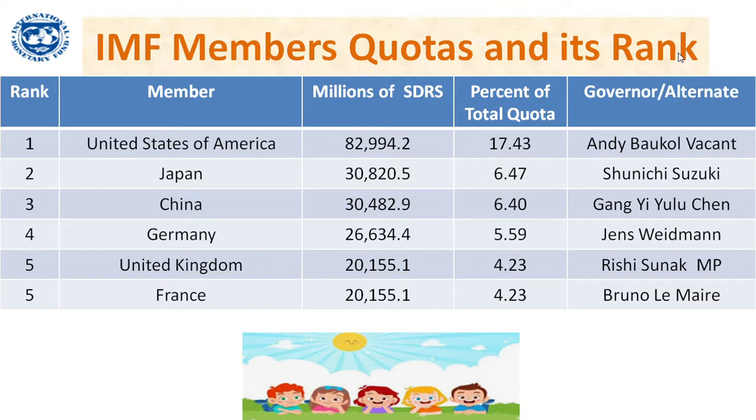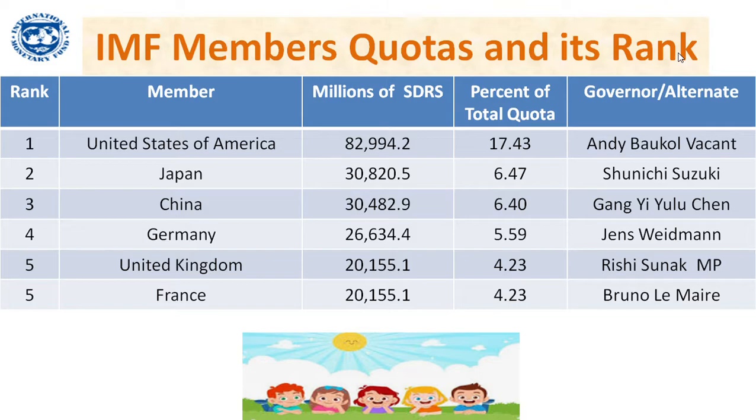Second rank is Japan, 30,820.5. Percent of total quota, 6.47. Governor Shunichi Suzuki. Third rank is China, millions of SDRs, 30,482.9. Percent of total quota, 6.40. Who is the governor? Gang Yi Yulu Chain. Fourth rank is Germany, 26,634.4. Percent of total quota, 5.59, and the governor is James Wildman.